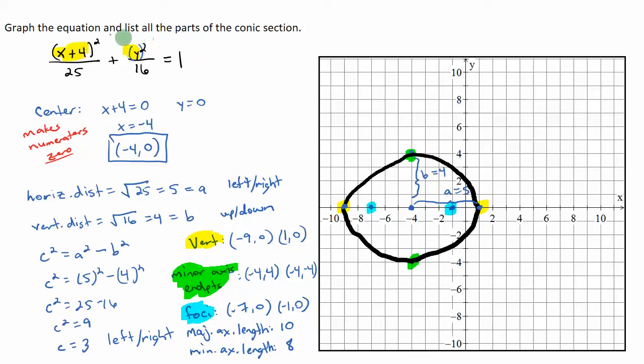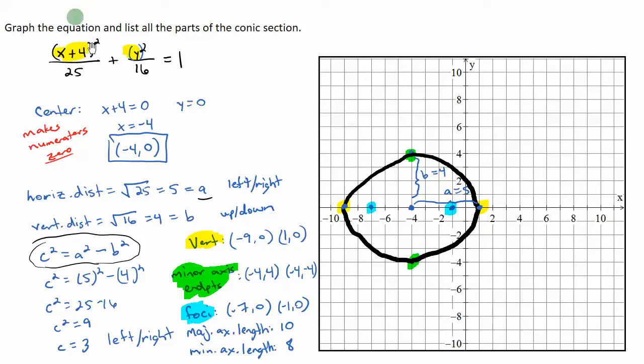Center comes from the numerators. My distances come from my denominators. Those are A and B. The bigger one's A, the smaller one's B. The one that's with X is horizontal. The one that's with Y is vertical. I use those then along with this equation to calculate C, and C is measured in the same direction as A, in this case left and right. Once I've got that, that's all I need to finish up the problem. And that's how you work with the standard equation of an ellipse.